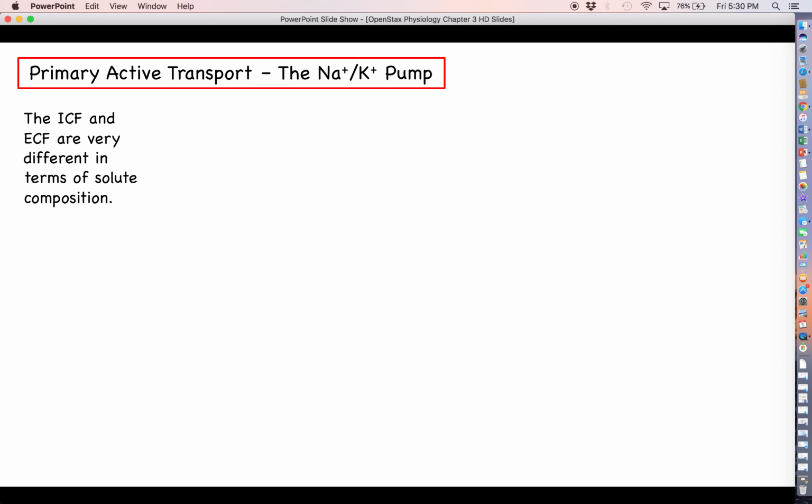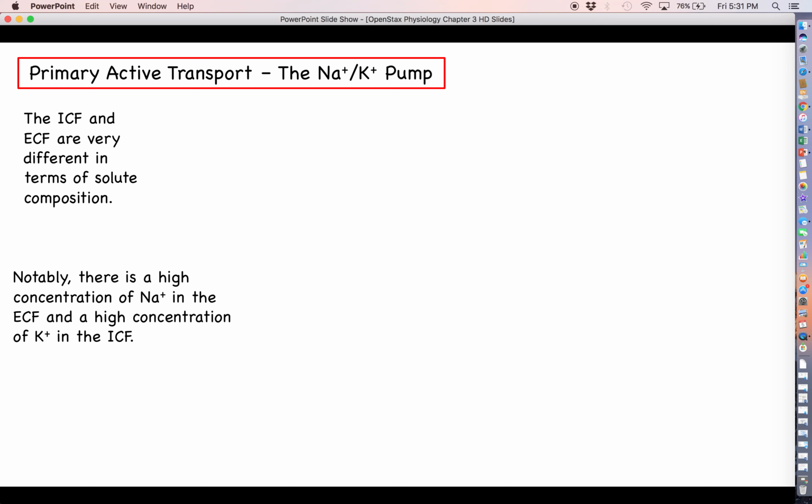So let's start by talking about the first type of active transport, called primary active transport. The prototypical example of this is something called the sodium-potassium pump, which we're going to use as a case study here. We've already talked in Chapter 2 about how the intracellular fluid and the extracellular fluid are very different in terms of their solute composition, especially when you're talking about sodium and potassium.